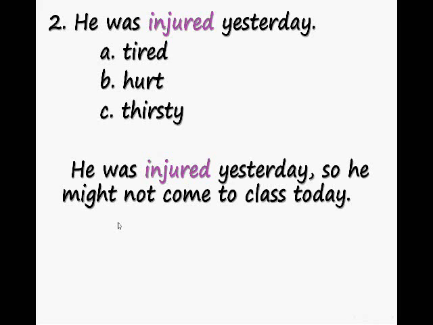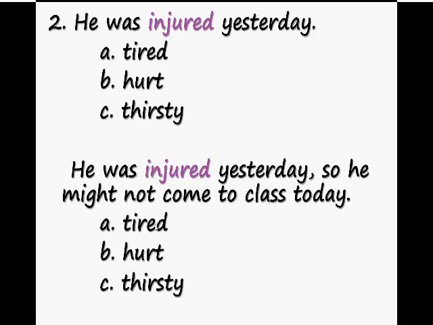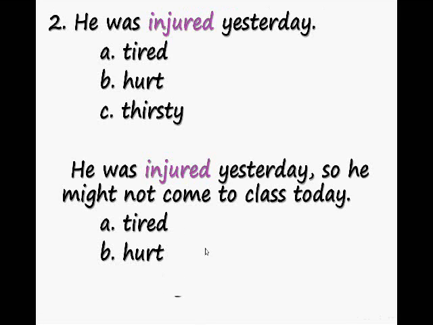Yeah? But if we look at the sentence and we add some information, then things may be clear. He was injured yesterday, so he might not come to class today. So, because of the addition, he might not come to class today, then which word can't fit here? Of course, thirsty. If a person is thirsty, he can just go to class, no problem. But the context here, might not come to class, then eliminate thirsty. And so here injured can mean tired or hurt. We don't know.